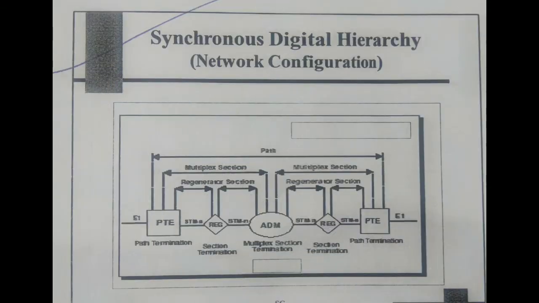In the previous video we saw the architecture of SONET/SDH, and we also saw the path layer of this SDH structure. So we have a PTE, that is path terminating equipment. Then we have REG, the regenerator section. Then we have ADM, the add-drop multiplexer, as already explained. Whatever we have at the TX side, we will have the same on the RX side.